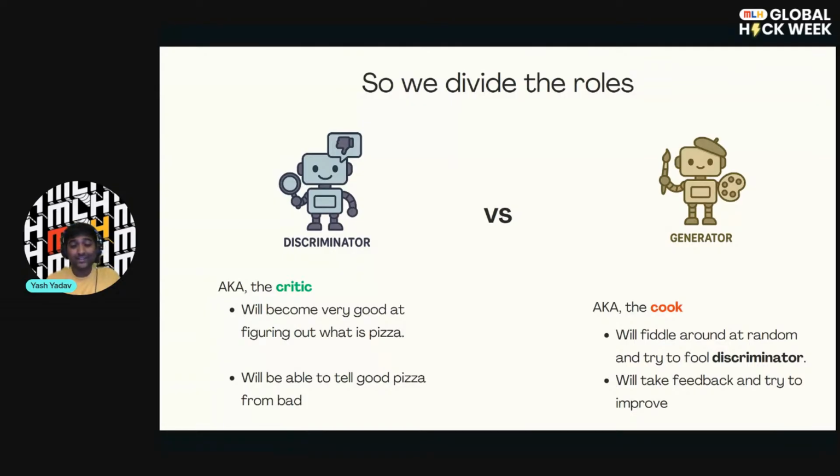So essentially, the discriminator is against the generator. These two are adversaries, these two are enemies. And that is where the whole generative adversarial network comes from, because we are pitting two neural networks against each other. So let's see how the training process takes place.